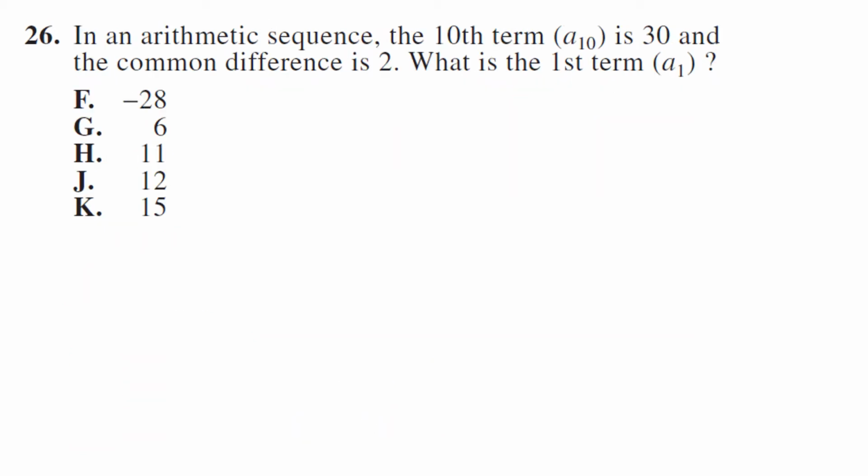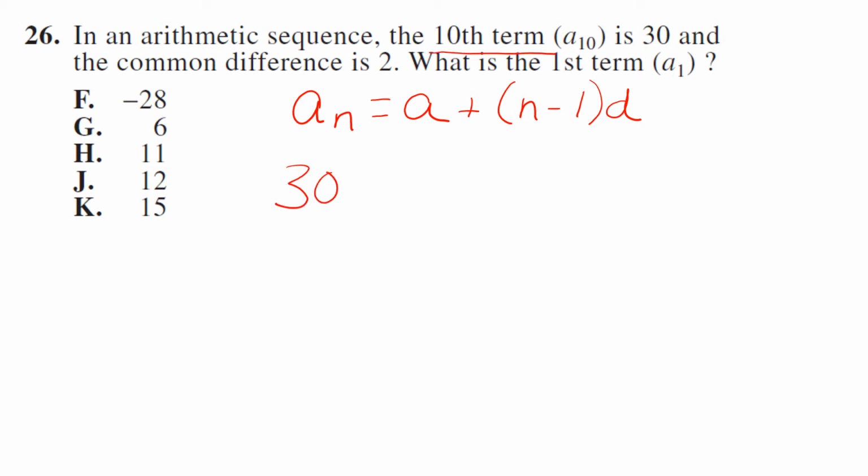In the arithmetic sequence, the 10th term is 30, and the common difference is 2. What is the first term? Let's go through two different ways to solve this one. If you know the formula for arithmetic sequence, you can plug into this. So we have the 10th term, which is going to be 30. That's what we're going to plug in here, equals, we don't know what the first term is. So this A is the first term. So we'll leave that A, plus the 10th term, 10 minus 1. And we know the difference is 2.